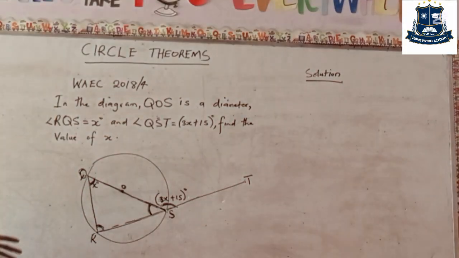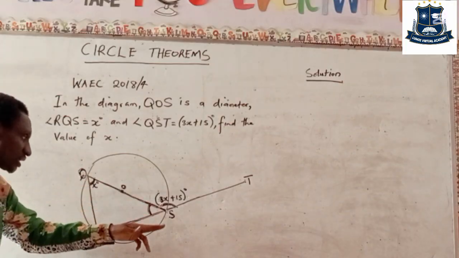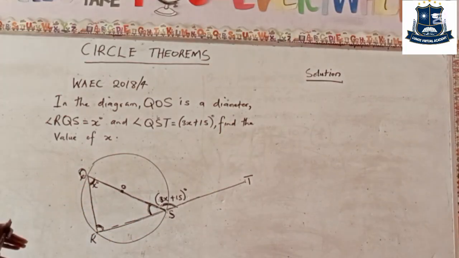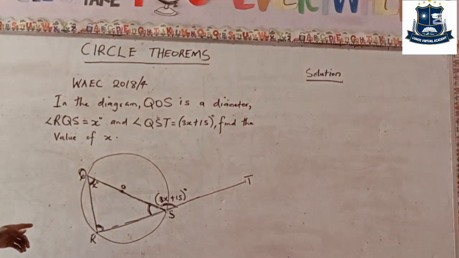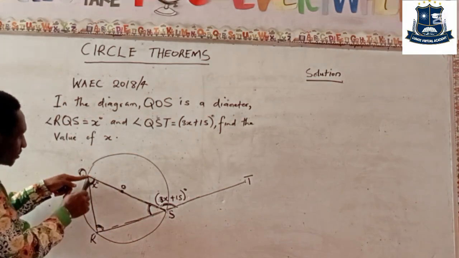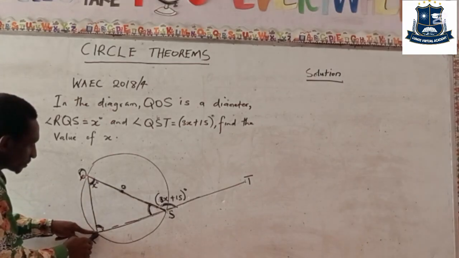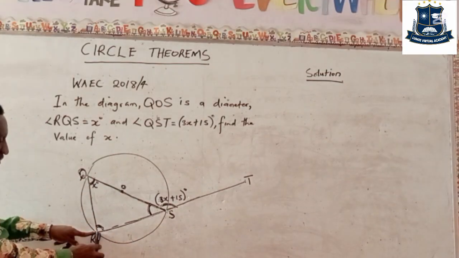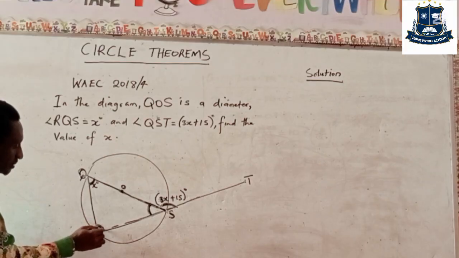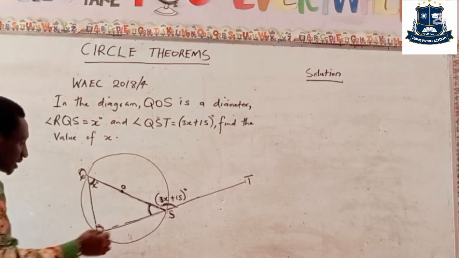Now, in this question, first of all, I can see a diameter, and looking at it, I know that the diameter has formed an angle at the circumference. So this is the diameter, and this diameter has formed an angle at the circumference. How do I know? From this end of the diameter, there's a line that comes to the circumference. And from this end of the diameter, there's another line that comes to the circumference. Where the two lines meet is the angle formed by the diameter.